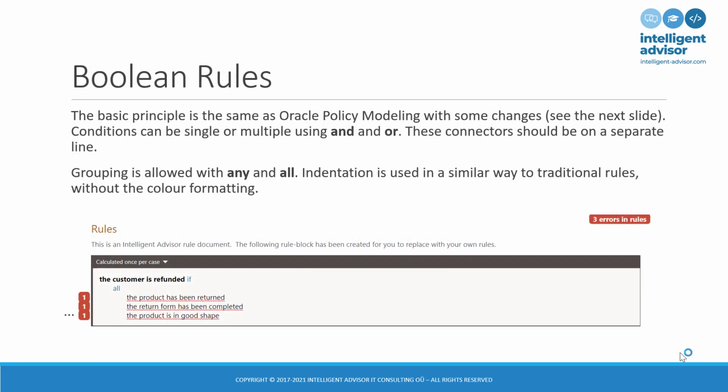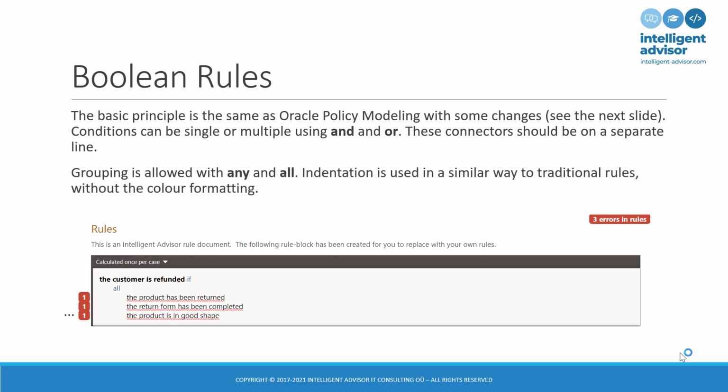The second thing I wanted to talk about is the basics of Booleans, first of all. The basic idea is the same as Oracle Policy Modeling, with a few minor changes, which we'll show you in the next slide. But let's focus first of all on what is similar or the same. Look at the screenshot. I have a Boolean conclusion, the customer is refunded, if, and then I have all. So that's important for you to know that you can use any or all to group conditions together. And you'll also notice if you look underneath the all that the elements have been indented. They are further away from the left-hand margin. So indentation is used in a similar way to what you already know.